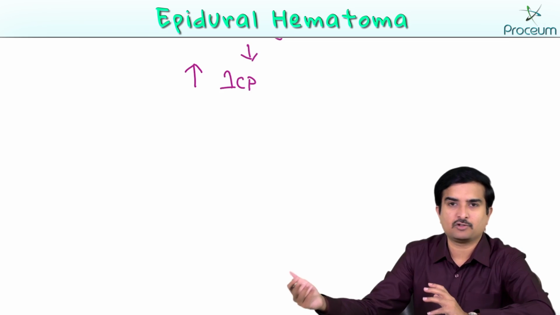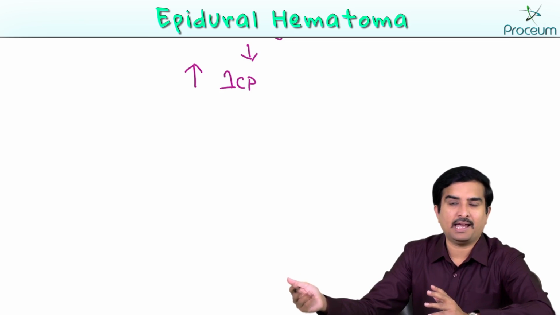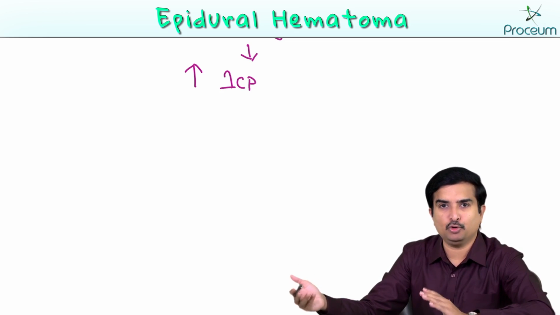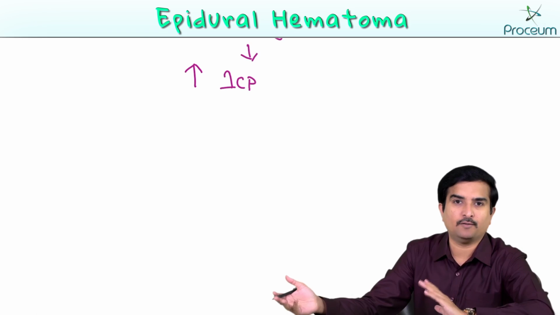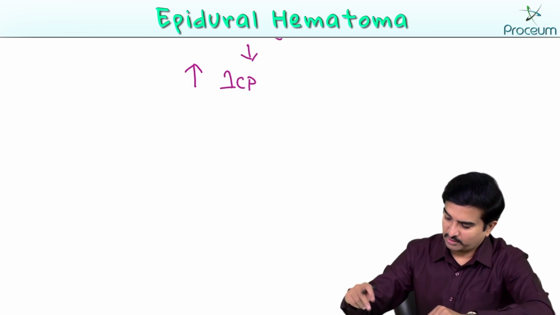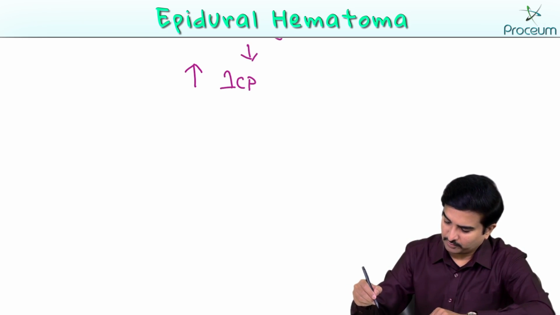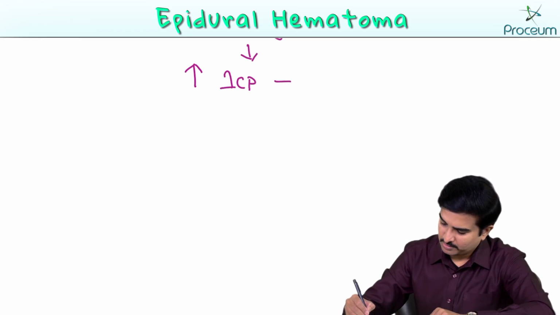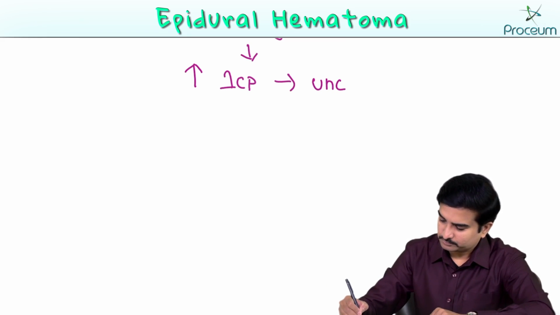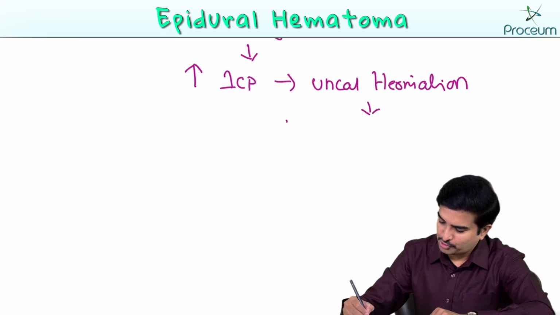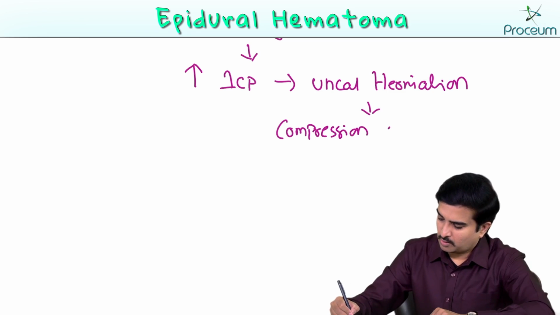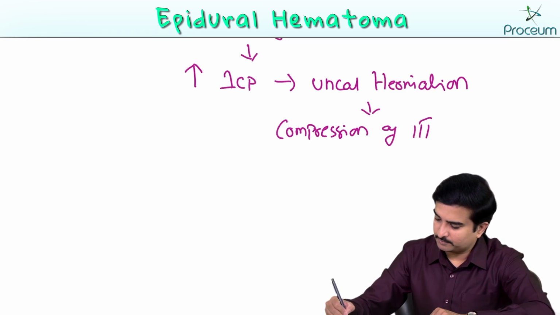The iris sphincter muscle is not working. There will be an ipsilateral dilated pupil only when there is an uncal herniation due to the compression of the oculomotor nerve. So what I will write is, because of increase in the intracranial pressure, there will be uncal herniation. Because of this there will be compression of the third cranial nerve.